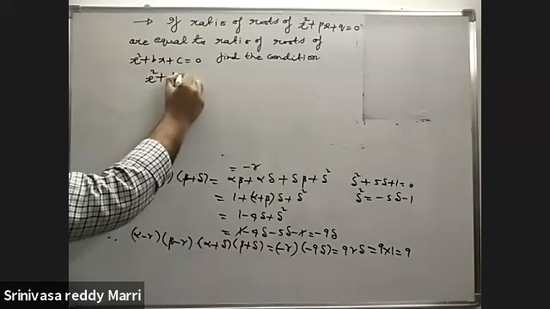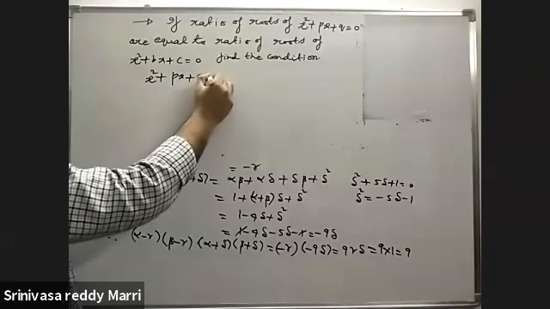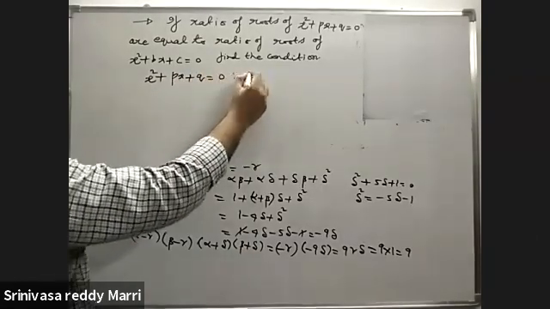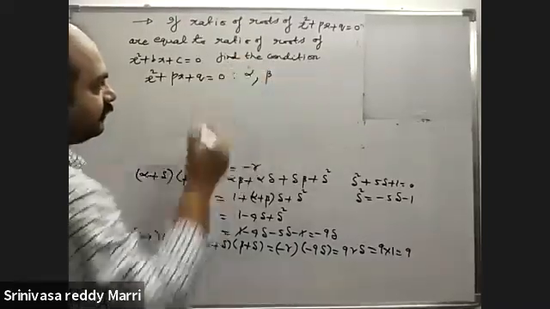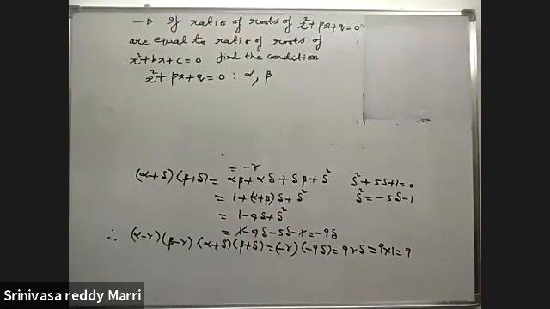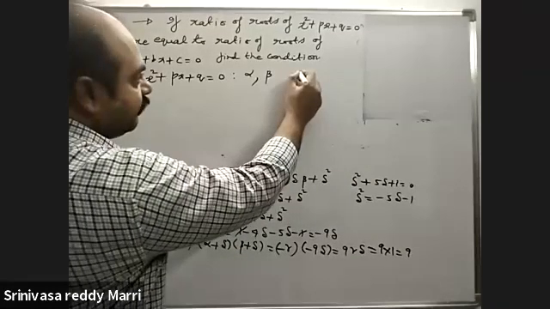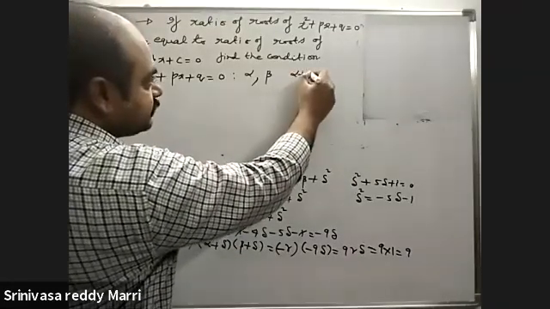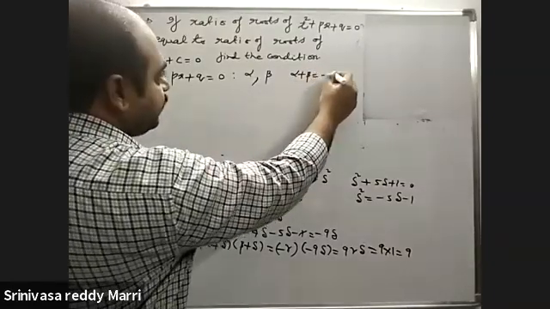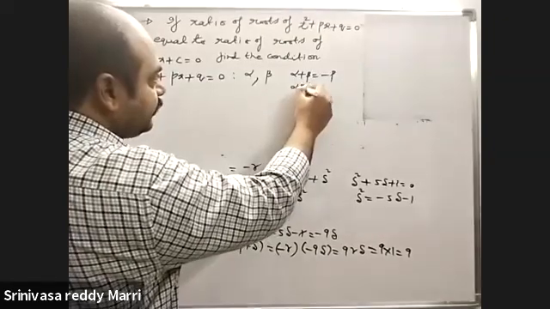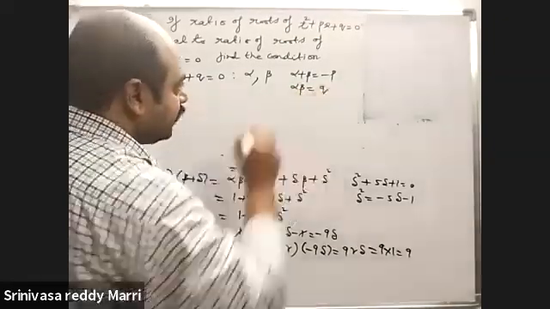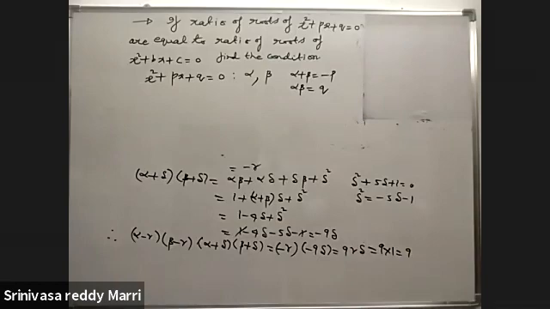For x square plus px plus q equal to 0, let us say roots are alpha comma beta. Therefore, what are the relations? Alpha plus beta equal to minus p. Alpha into beta is what? q. These are the relations between the roots.